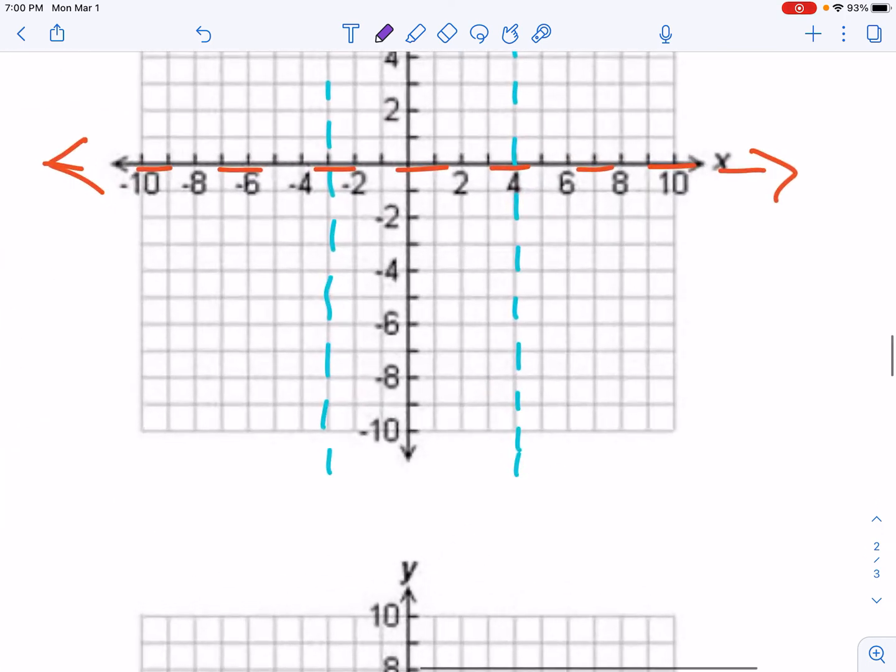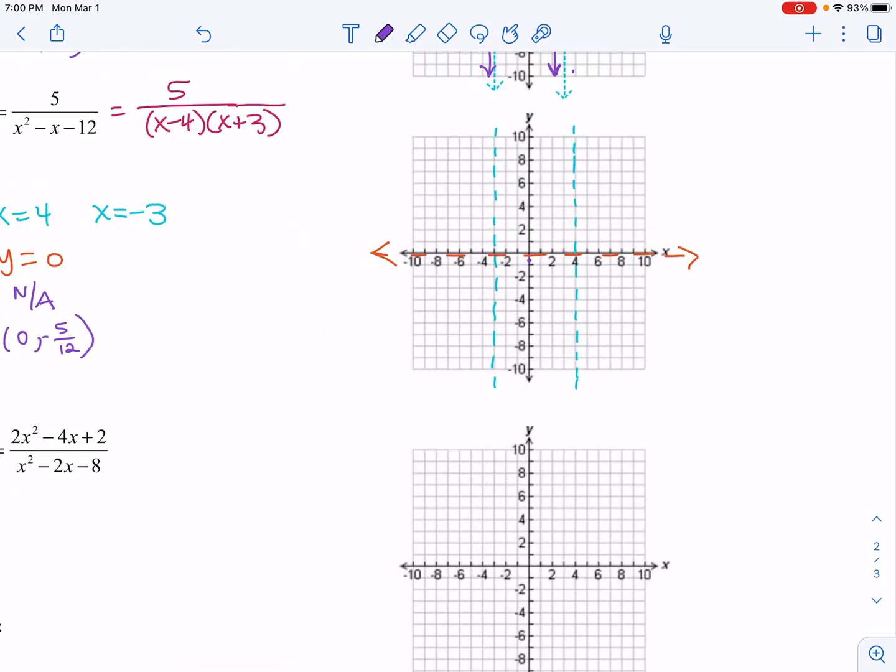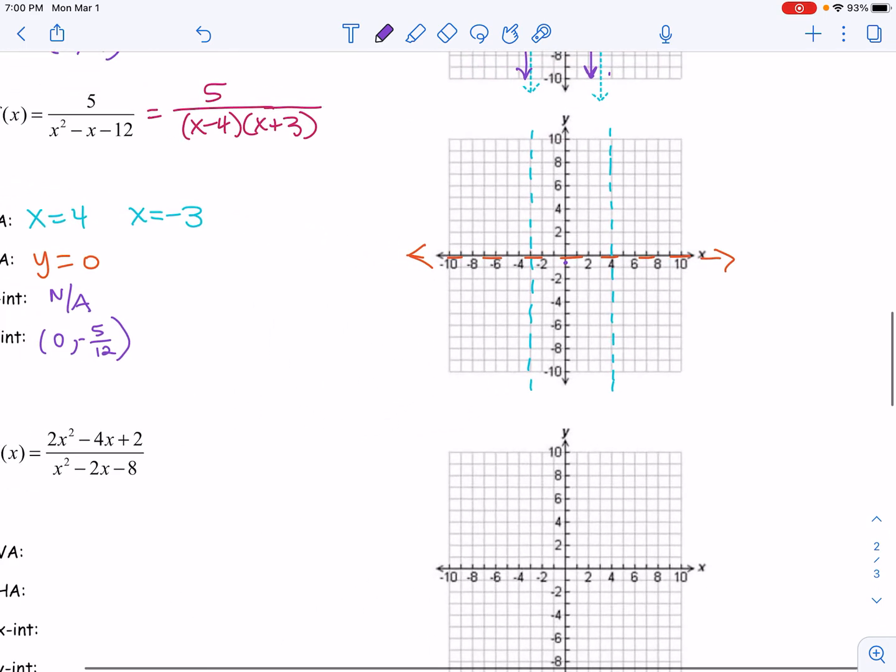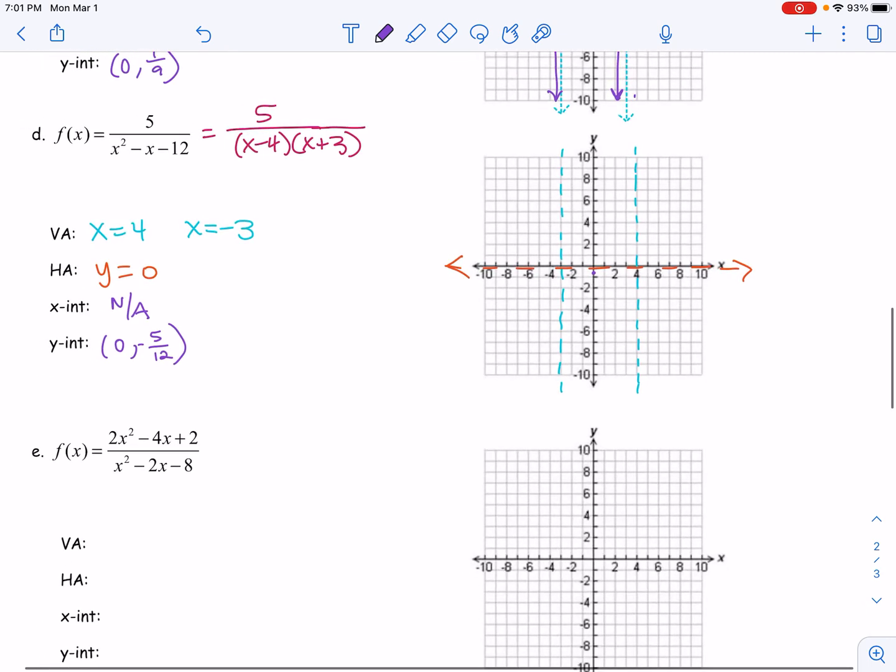So when I go to plot that, that's going to be almost at negative 1/2. So right there below that X-intercept, right below the horizontal asymptote. So here again, we have this middle region, the left region, the right region. All we know is that that Y-intercept is at 0, negative 5 over 12.